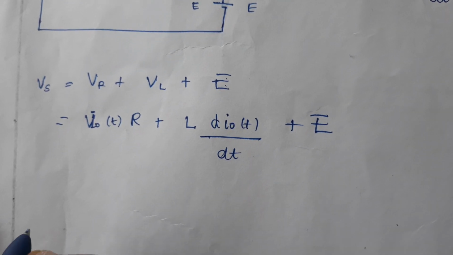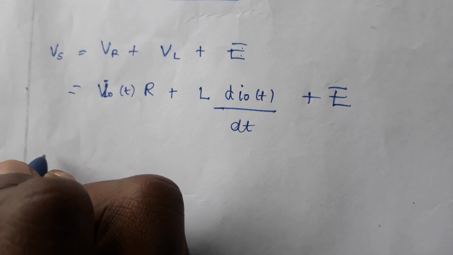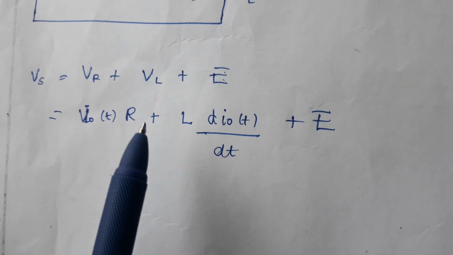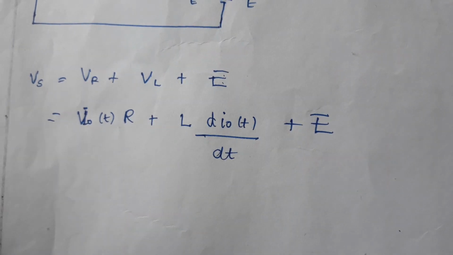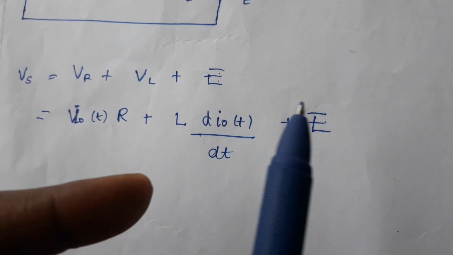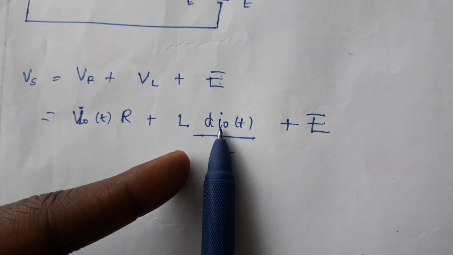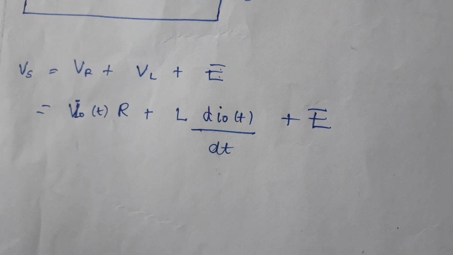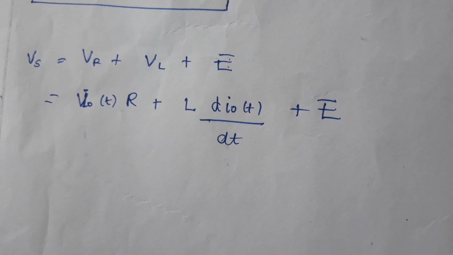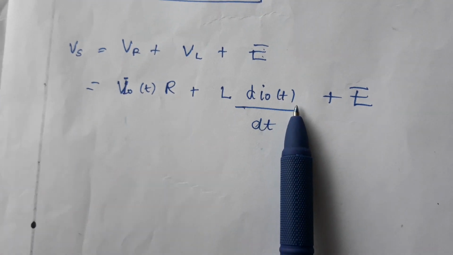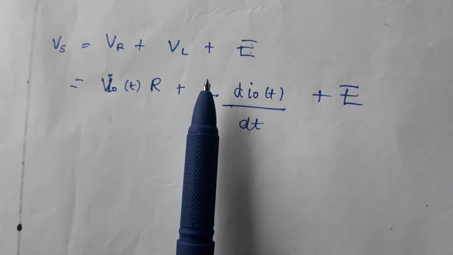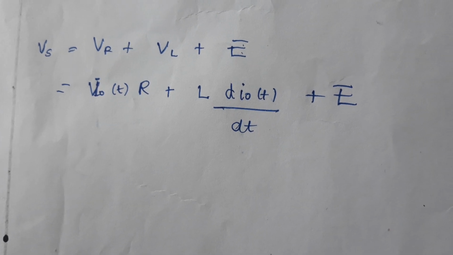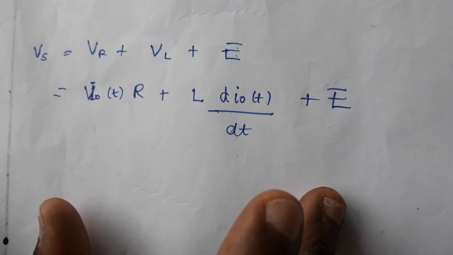Now we need to obtain the expression for i_out of t. But to achieve that, we cannot decouple i_out from this derivative until we employ the Laplace transform. Otherwise, you cannot just factor out i_out from this derivative. That's why the Laplace transform technique is quite important in this analysis.